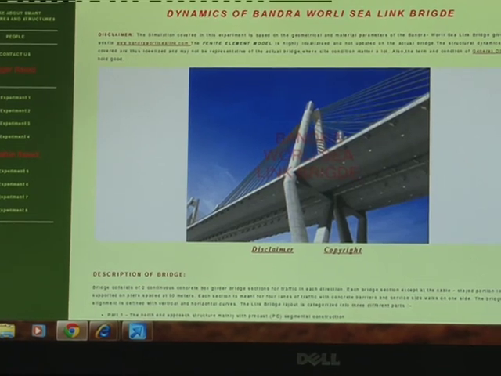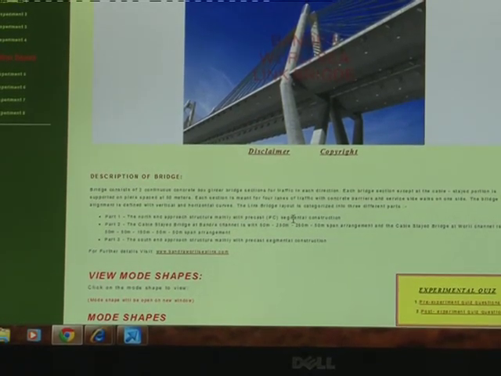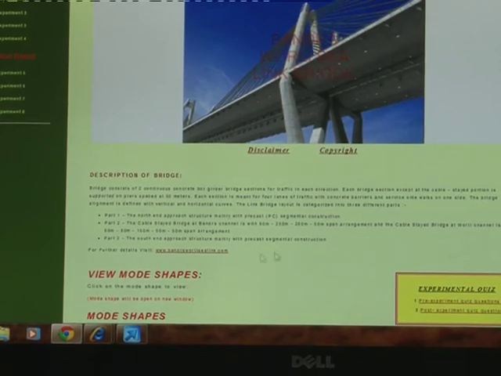This bridge mainly has 3 parts. The first one is the northern approach structure, which is mainly made of precast segmental construction. Part 2 consists of the cable stayed Bandra bridge, and part 3 is the southern approach structure, also mainly made with precast segmental construction.